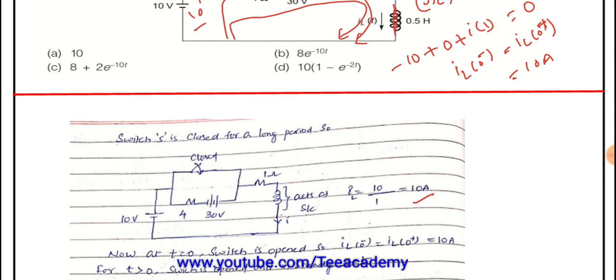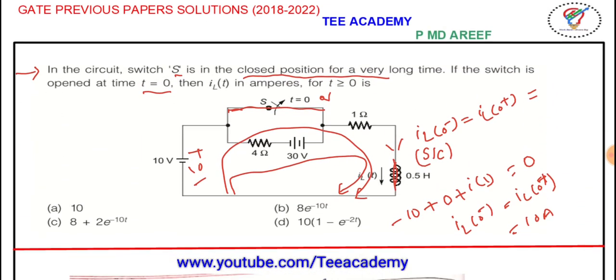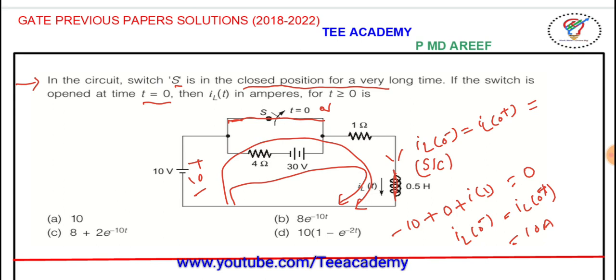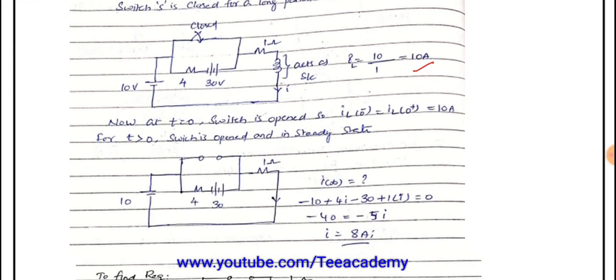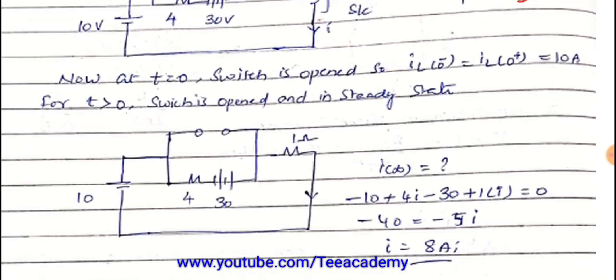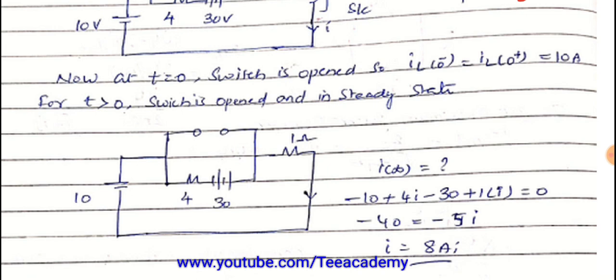Now at t is equal to 0, what is happening? We are making the switch open here. When the switch is opened and at steady state condition, the inductor acts as a short circuit here. So that is what I have taken here. At t is equal to 0, the switch is in open condition and the current will be IL of 0 minus is equal to IL of 0 plus is equal to 10 amperes. But at t greater than 0, when the circuit has attained steady state, the inductor acts as a short circuit and the capacitor will act as an open circuit.